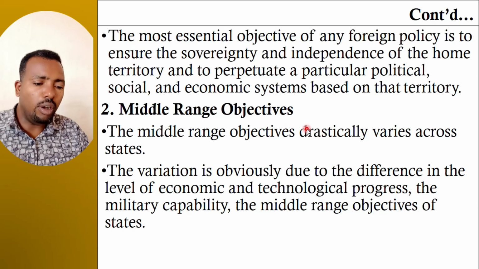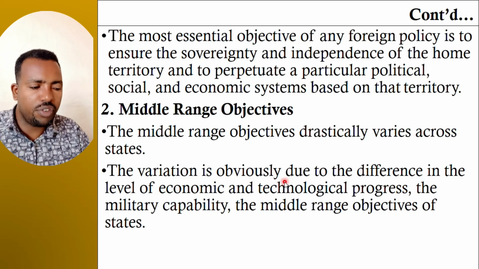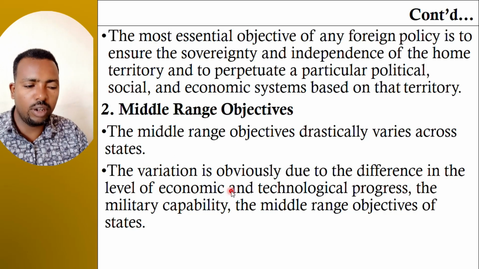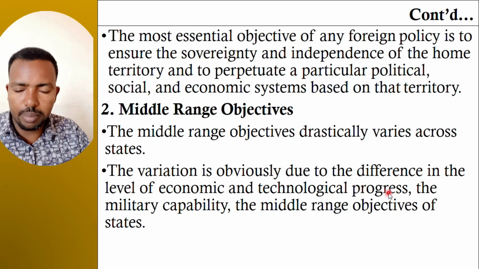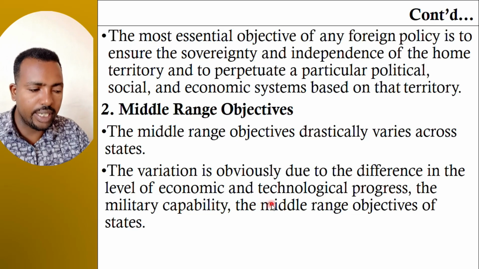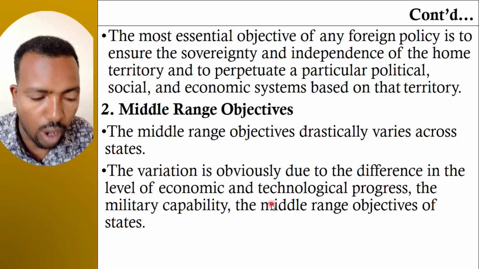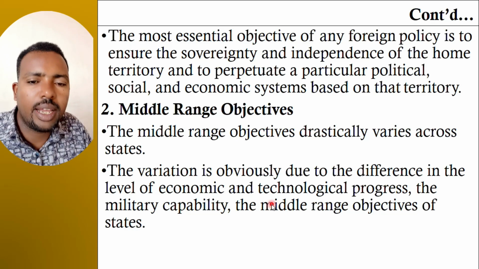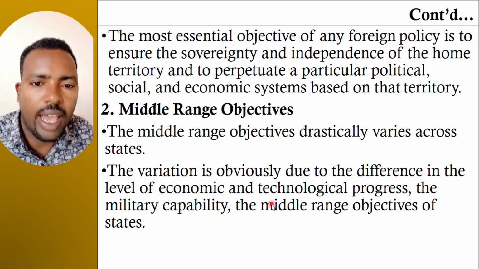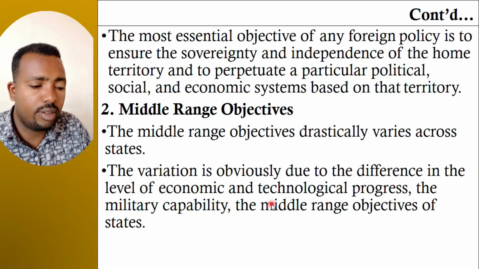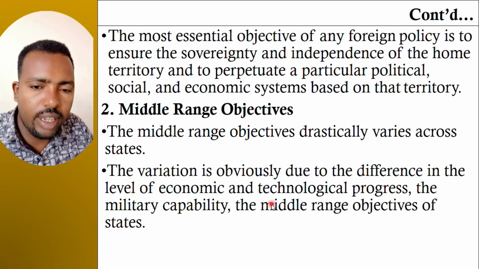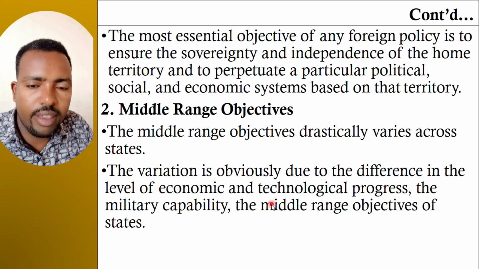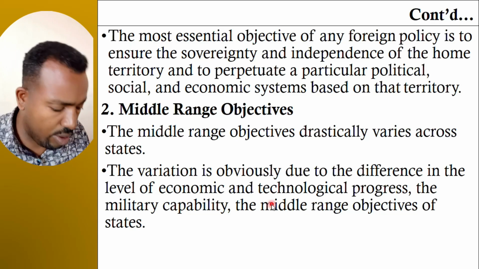As I have just talked, the variation is obviously due to the difference in the level of economic and technological progress, the military capability, and also the mid-range of the objectives of the state. So this matters. The capability, basically and shortly the capacity of the state, matters. And the need of the state matters. This is why we have to say there is a variation from state to state.